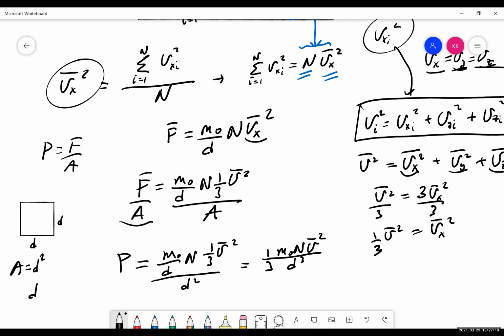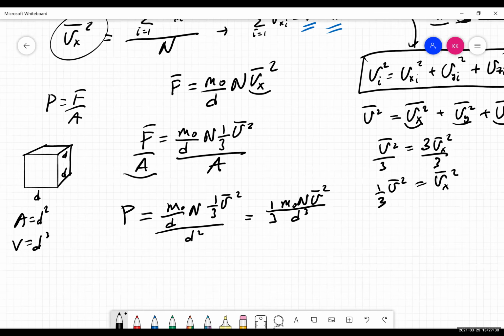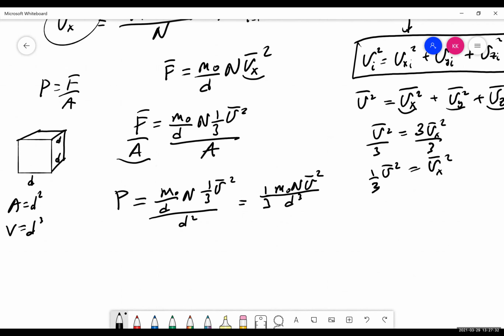Now, what is D cubed? Well, D cubed will be the volume of that container, because it's D, and another D right there. So that's basically my volume. That means finally you can see it's shaping into the equation that we know. So pressure is equal to 1/3, then mass times number of molecules times average velocity square, divided by the volume. We're getting closer and closer.